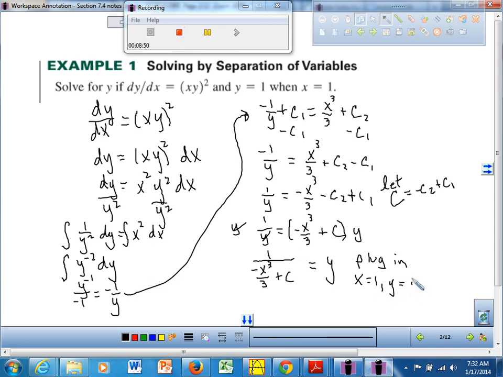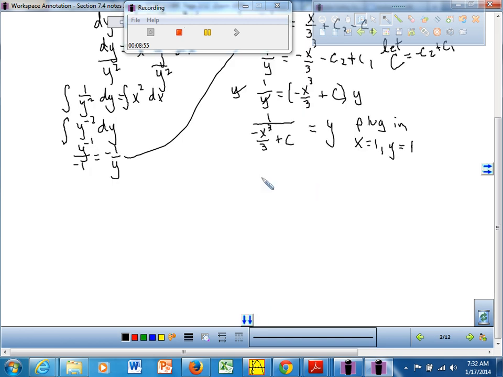All right, so we're going to plug in x equals 1 and y equals 1. That's the 1. And we are going to get 1 over negative 1 over 3 plus c equals 1, yes? Thank you. Don't let me forget my cube. It is negative outside and the 1 is cubed. So we will end up with a negative 1/3.